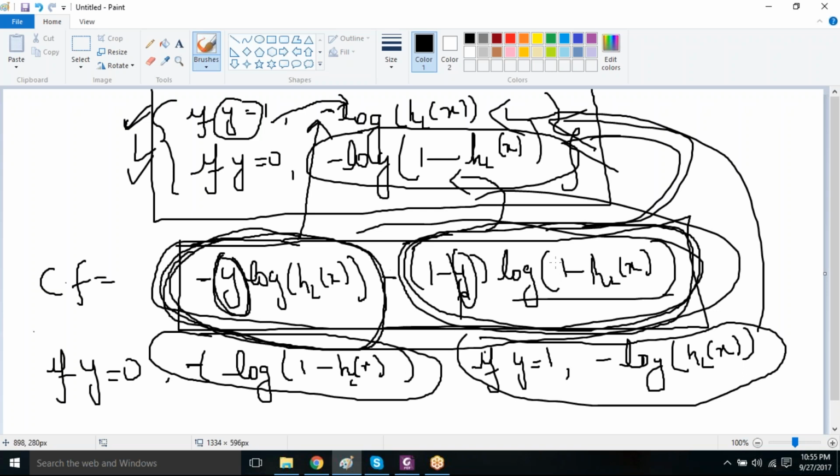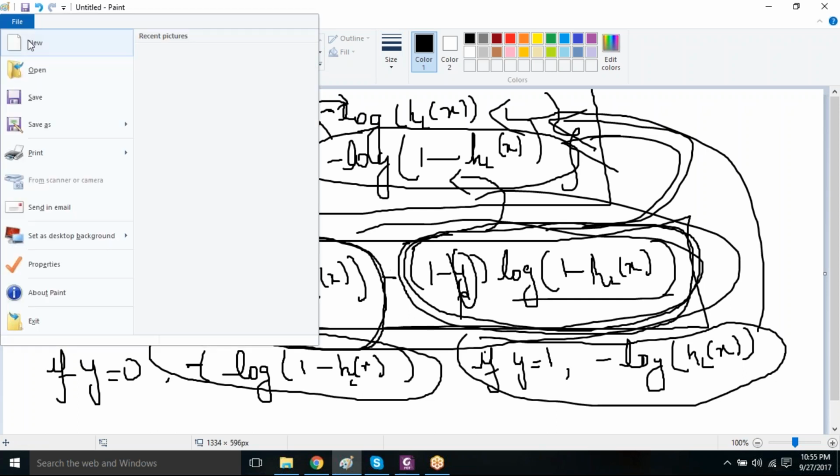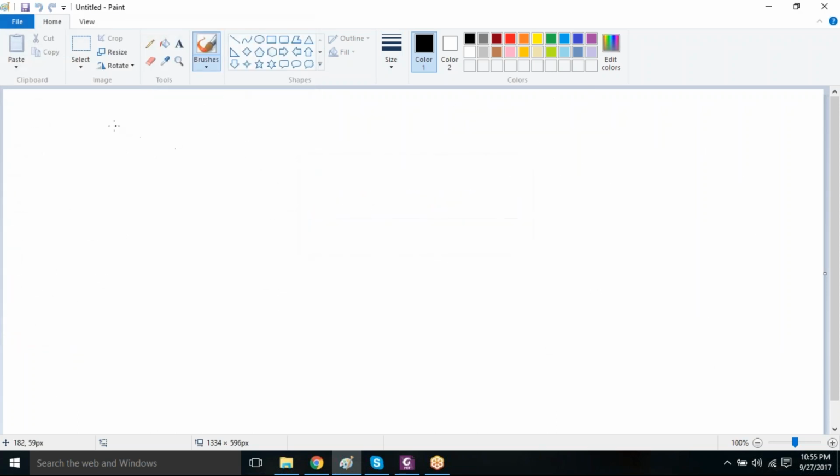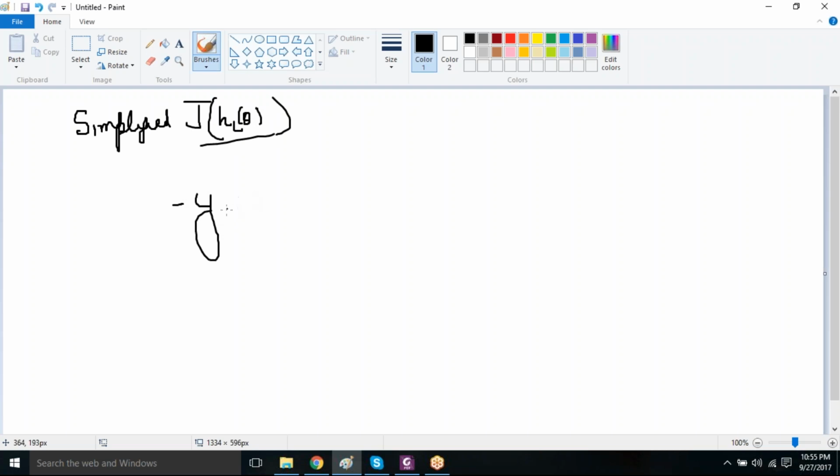Okay, do you understand this? So now I am making a simplified, meaning only one, cost function. Whatever you want to write, you can write here. Okay, fine. So the cost function goes like this.